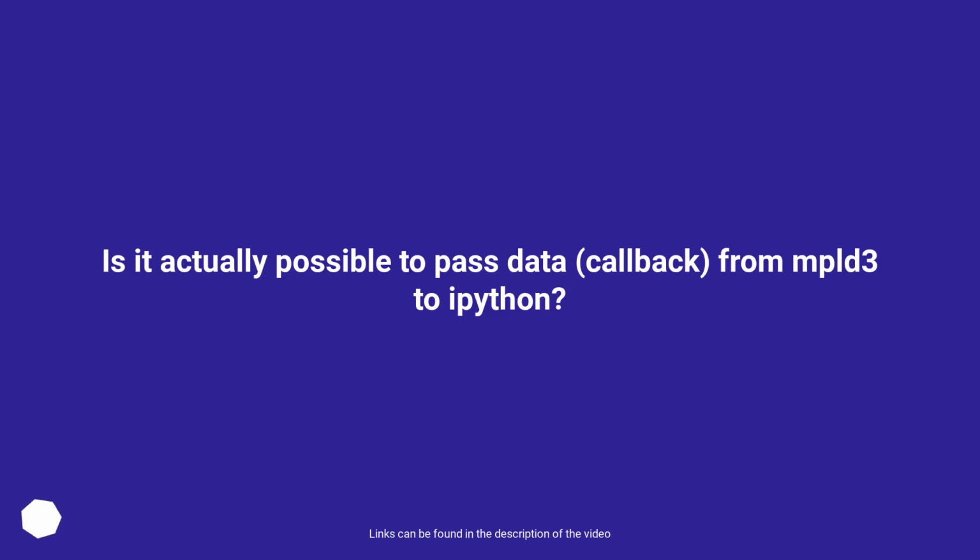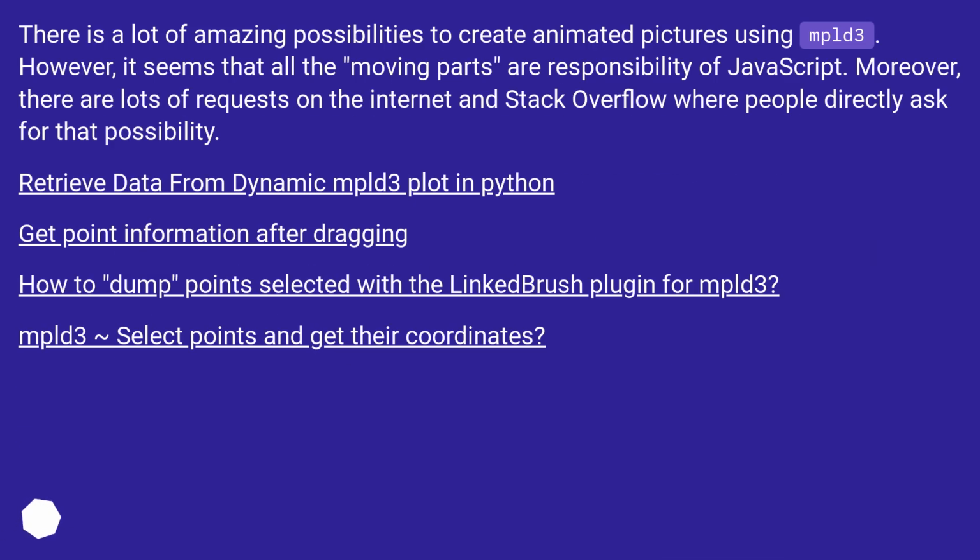Is it actually possible to pass data, callback, from mpld3 to IPython? There are a lot of amazing possibilities to create animated pictures using mpld3. However, it seems that all the moving parts are the responsibility of JavaScript. Moreover, there are lots of requests on the internet and Stack Overflow where people directly ask for that possibility.